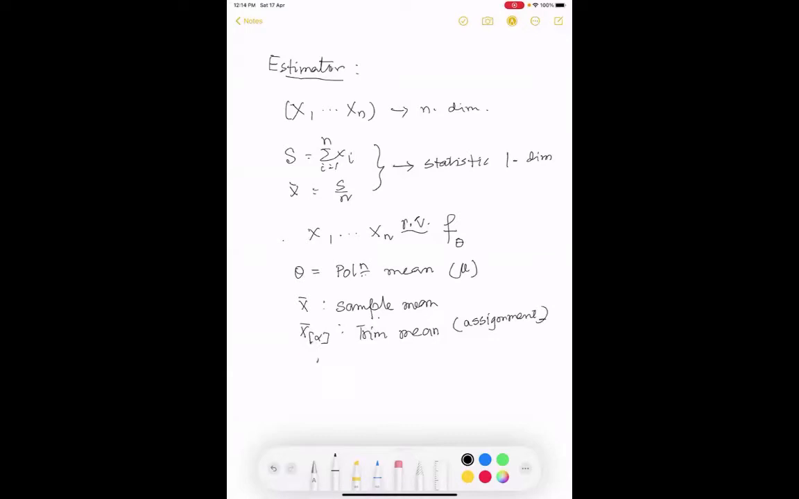Can I use S for estimating the population mean? The answer is no. Why? Because we cannot directly use that. S is also a statistic, x bar is also a statistic, but we cannot use S to estimate mu, the population mean. We have to divide it by n, and then we can use it. So some statistics which we can use for estimating a population parameter are called estimators.